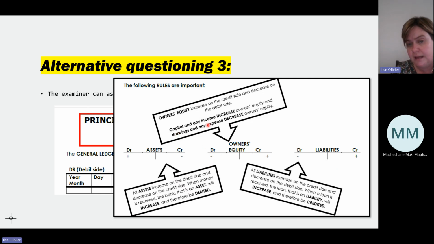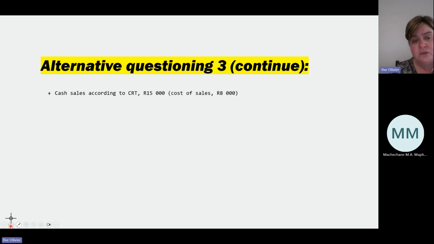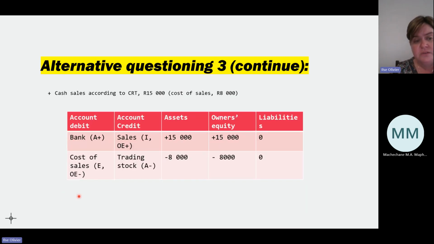You must know your general ledger, and you must know this, that assets increase on the debit side, decrease on the credit side. Owner's equity increases on the credit side, decreases on the debit side. What increases it? Capital and incomes. And what decreases it? Drawings and other expenses. And liabilities decrease on the debit side and increase on the credit side. So how does it look? Cash sales according to CRJ, cash register tape, cost of sales. So now you have first bank that you received the money is debited, sales is credited, plus 15,000 for assets and 15,000 for owner's equity, because sales is the income that increases your owner's equity. Then we have our cost of sales. Cost of sales is the expense that decreases our owner's equity. Trading stock is an asset that decreases, and that's why it's minus 8,000 Rand and minus 8,000 Rand for owner's equity.